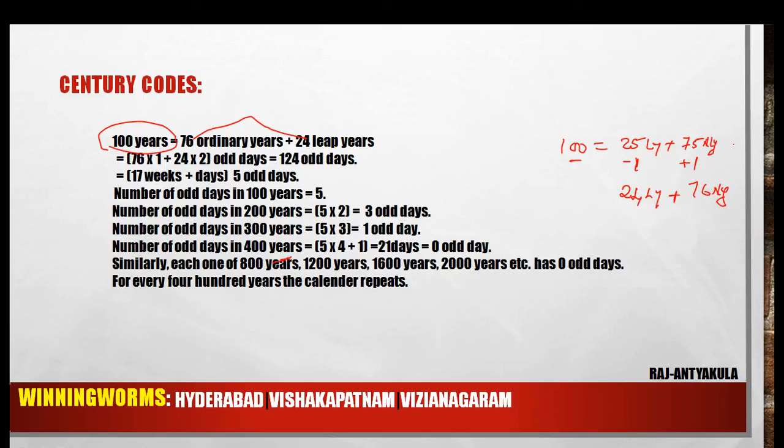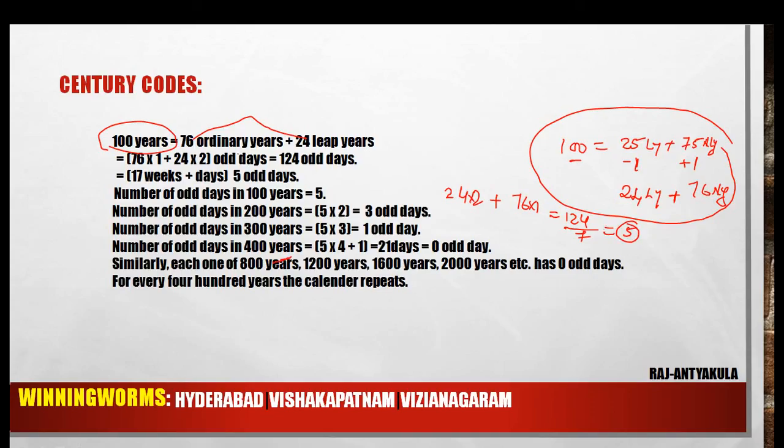Is this clear? Now every leap year has 2 odd days. So 24 into 2, 48. That is the reason we are writing here 24 into 2 plus, since every ordinary year has 1 odd day, 76 into 1. In total we get 124 days. When 124 is divided by 7, it leaves a remainder of 5. So for 100 years, the number of odd days is 5. This is what we are writing here.